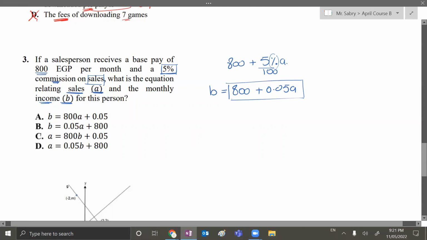So then C is definitely incorrect and D is definitely incorrect, because it's not that the sales is equal to something relating to the income. It's the income that's equal to something relating to the sales. So it's either A or B. And I can tell easily that the 5% is on the sales, so it should be multiplied by the A. So then B is definitely the correct answer. Does that make sense? Are we all clear?